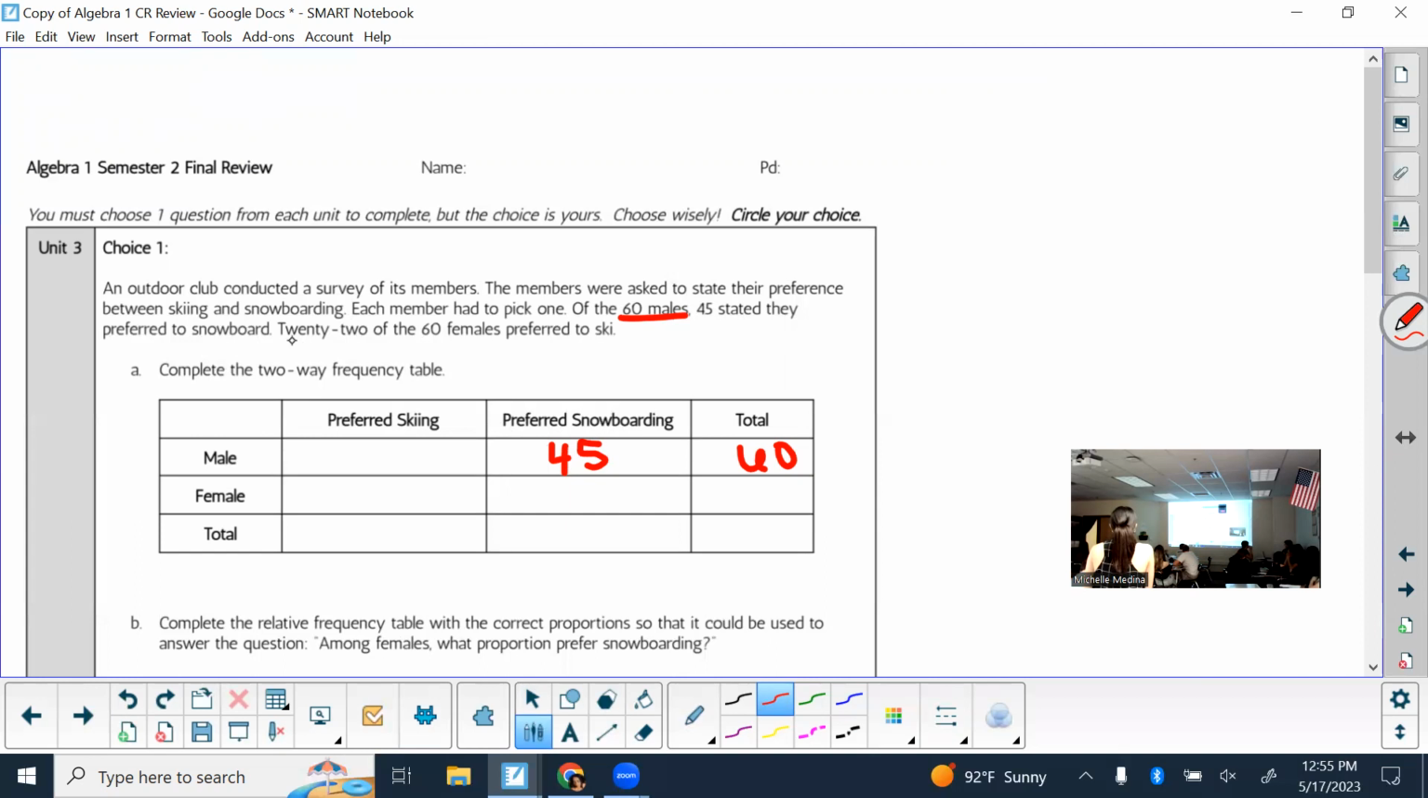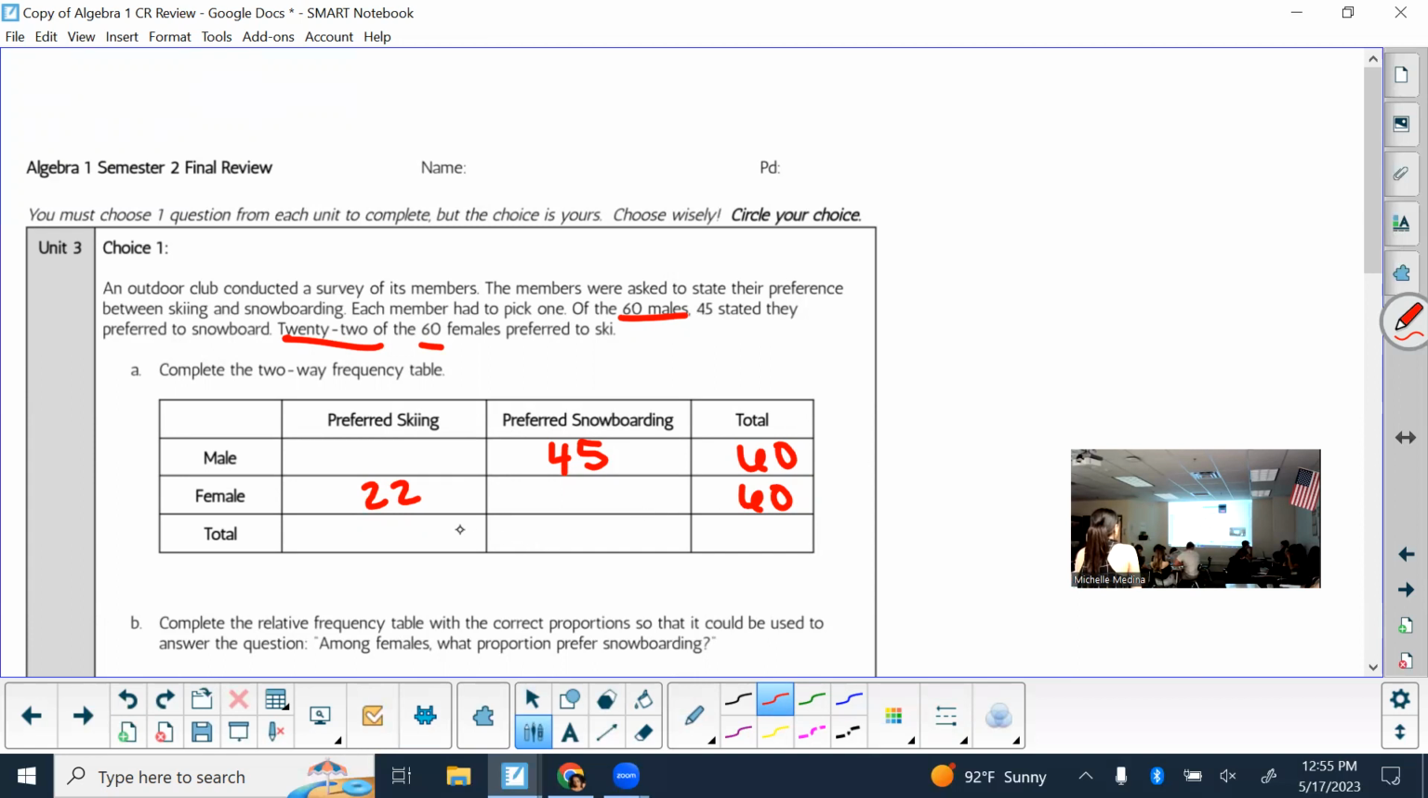Okay, then it says 22 of the 60 females preferred to ski. Where do I put the 22? And then where do I put the 60? Below the other 60, yeah, because it's the female total. Does it tell me anything for the rest? No, but you can use your problem solving skills to figure it out.